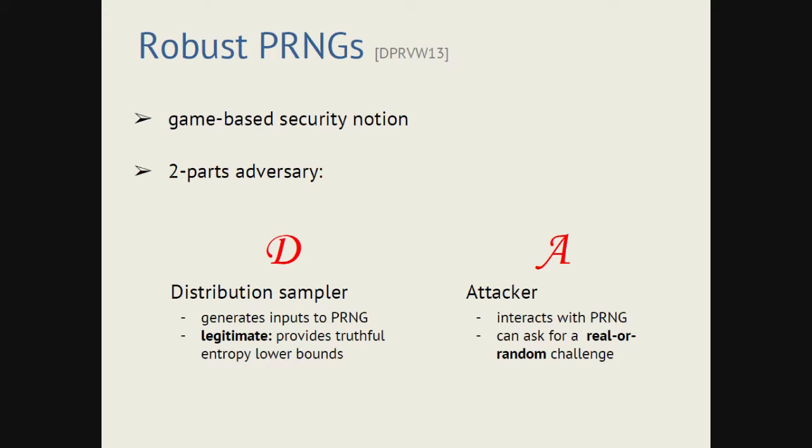And it's called robustness. So it's a game-based security notion where we have a two-stage or two-part adversary, which consists of a distribution sampler and an attacker, where the distribution sampler, that we will denote D, its task is to generate the inputs to the PRNG. So we are assuming that the inputs to the PRNG are also adversarially generated, with the only restriction that we require this distribution sampler to be legitimate, which means that it has to provide some truthful estimates of the amount of entropy that is present in the outputs that it outputs and that serve as inputs to the PRNG. And then the second stage of the adversary is the attacker, who can actually interact with the PRNG and can ask for a real or random challenge.